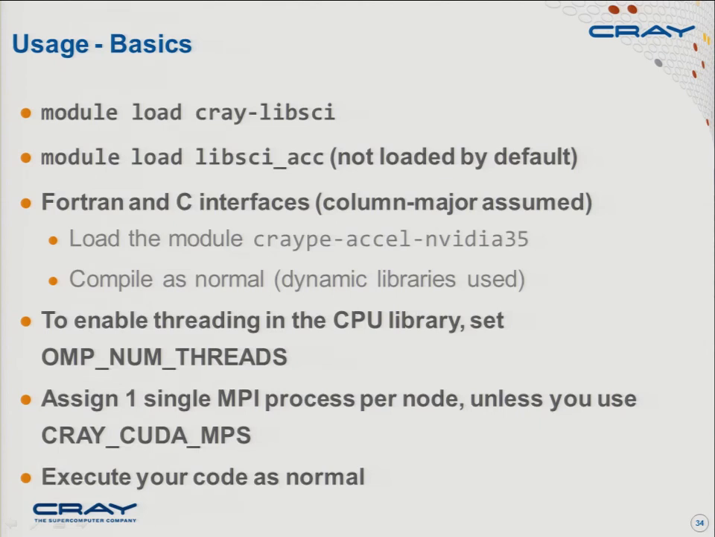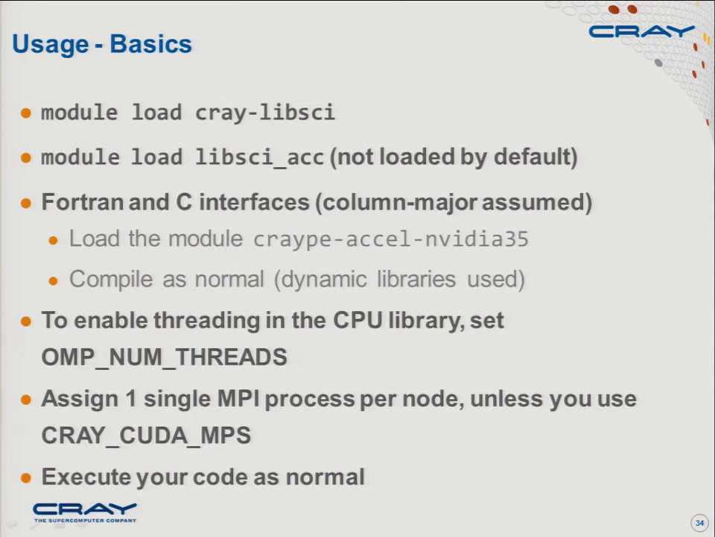Then clearly, since you are also running on the CPU, you can run on the CPU and GPU or both simultaneously. You can set the OpenMP num threads as usual. And you will get also threading on the CPU side. And clearly, if you're running multiple MPI ranks accessing the same GPU, you need to set the Cray CUDA MPS. Otherwise, remember, only one process can access the GPU. So you need to do this kind of multiplexing and set this variable. And then clearly you can execute your code as usual.